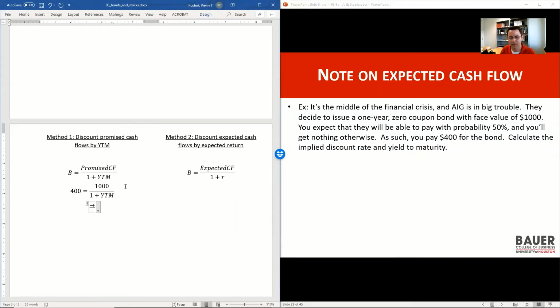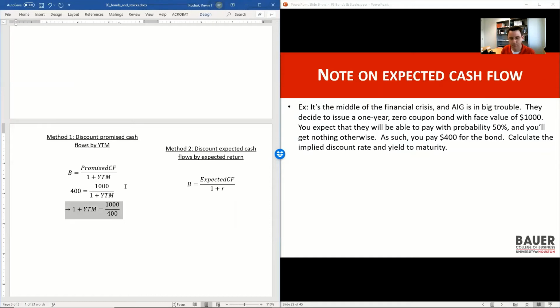Do a little bit of algebra. We see that 1 plus the yield to maturity here is equal to 1,000 divided by 400. That's going to tell us that the yield to maturity is equal to 2.5 minus 1, so that's 150%. This is the return you get if AIG actually pays off on the bond.